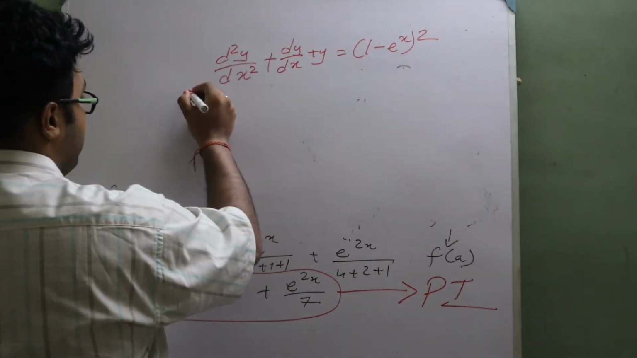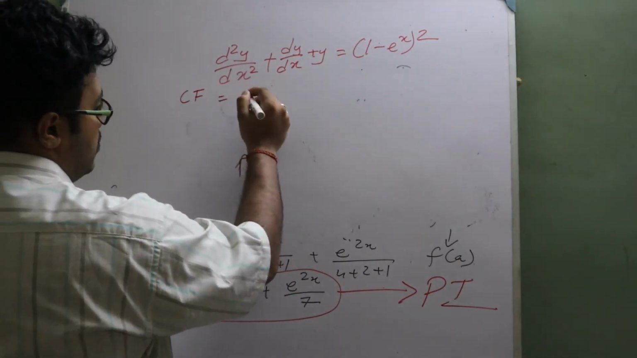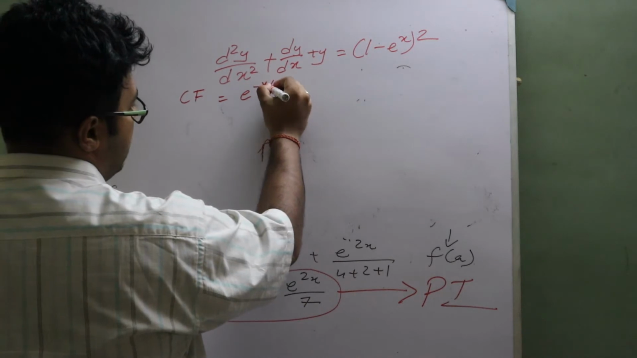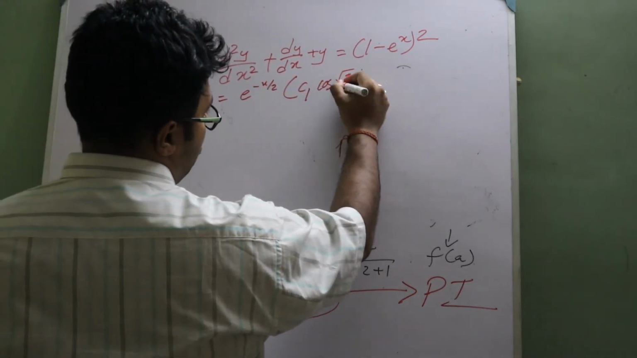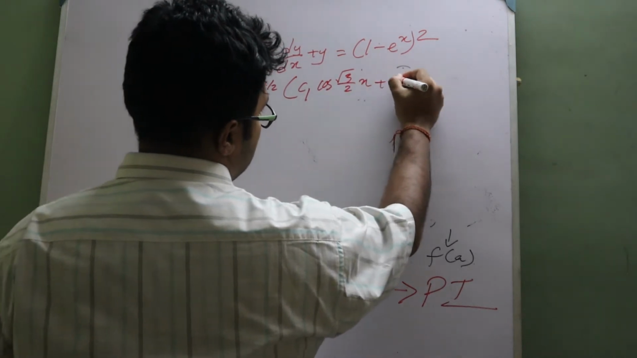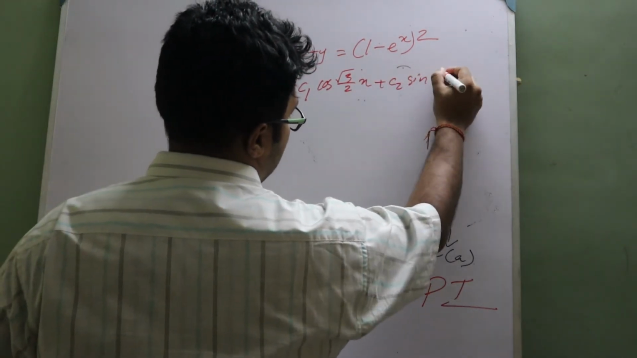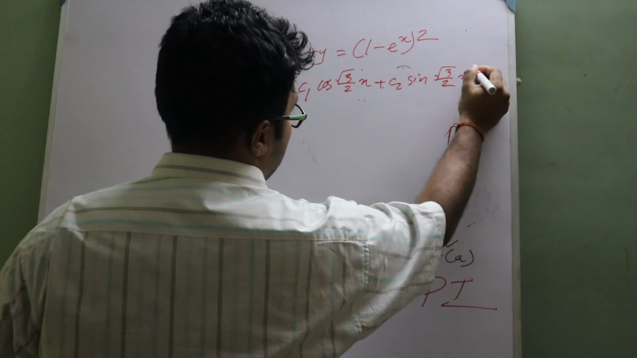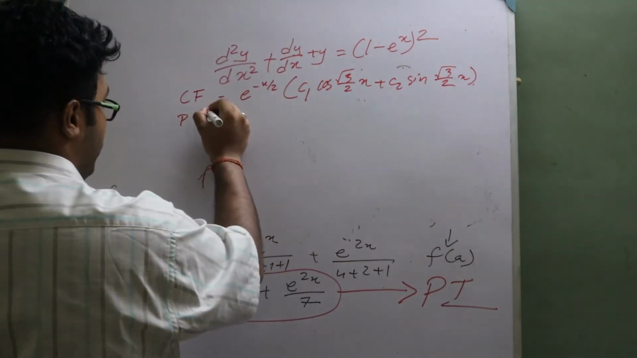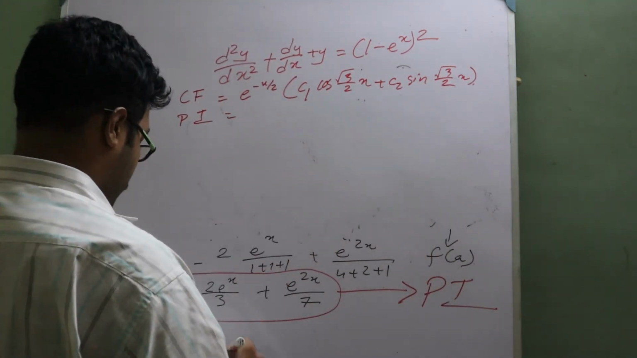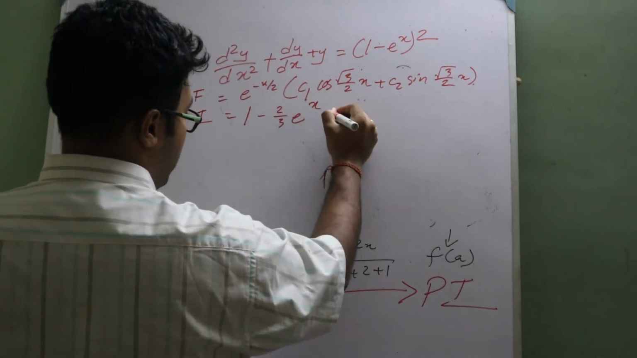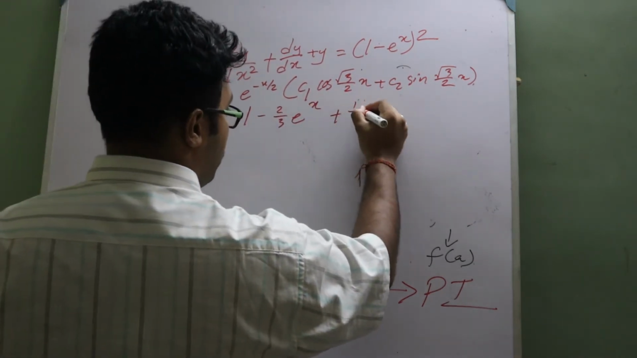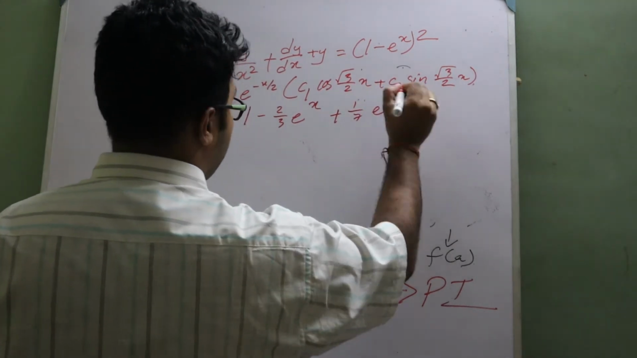What was our CF? CF was e to the power minus x by 2 into C1 cos of root 3 by 2 x plus C2 sin of root 3 by 2 into x, and our PI is 1 minus 2 by 3 e to the power x plus 1 by 7 into e to the power 2x.